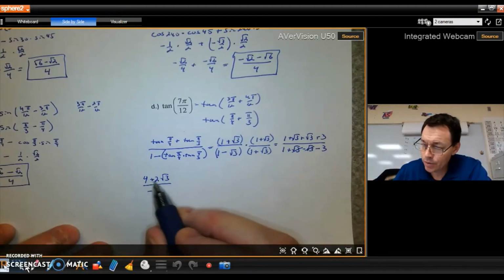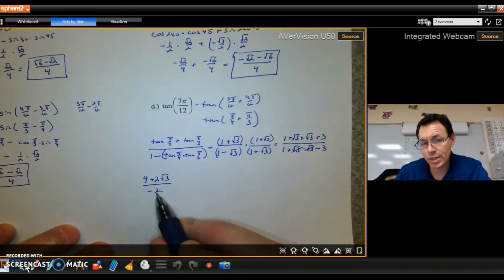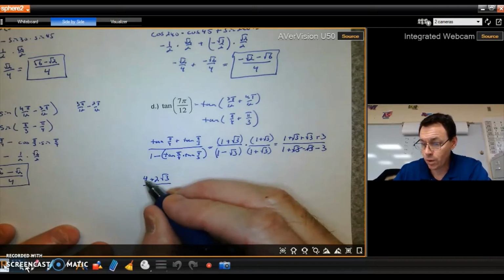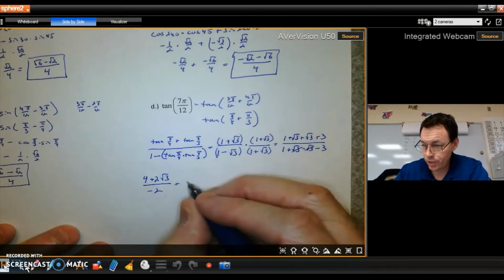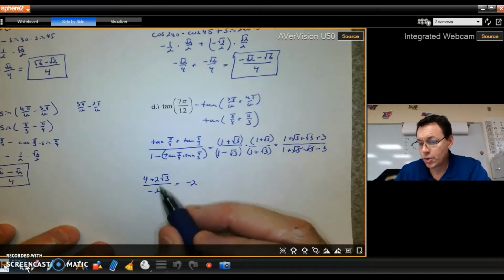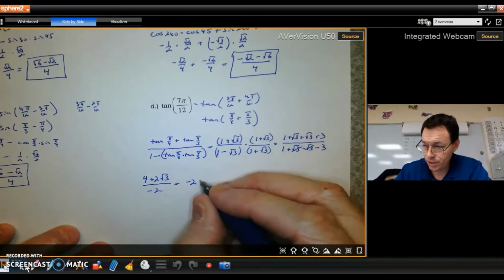And now both of these can reduce with that 2 right there. Think of it like the distributive property. The 4 can be divided by negative 2, which is negative 2. The 2 can be divided by negative 2, which is like a minus 1.